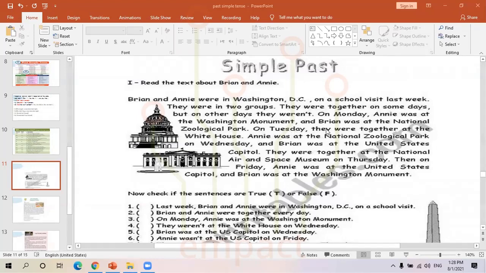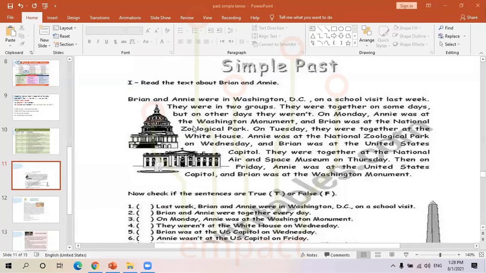They were together at the White House. They were together. If the Y is there, it will be they, but if only E is there, then it is the. Okay? The White House.